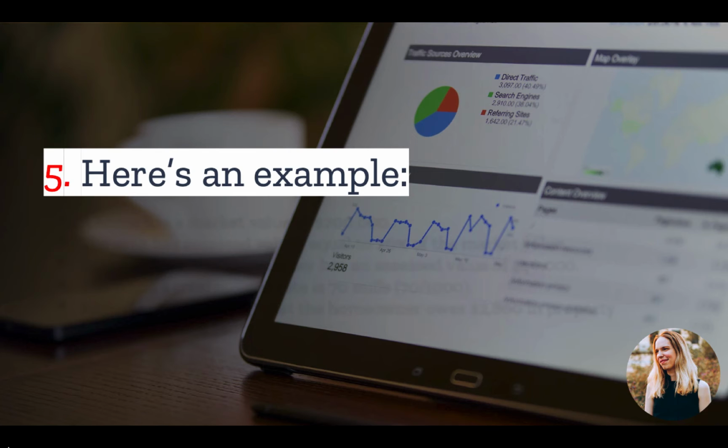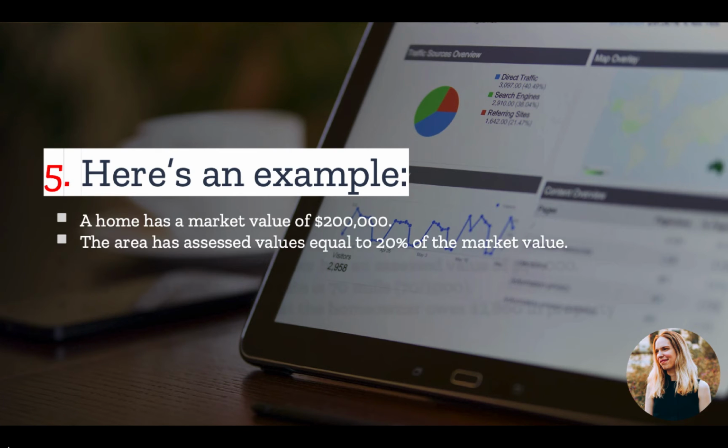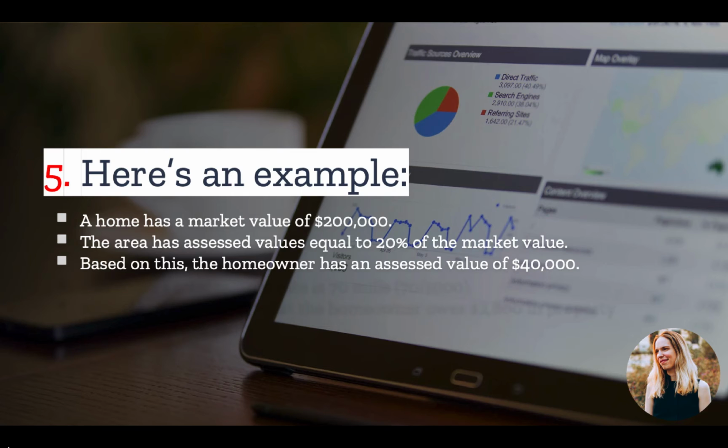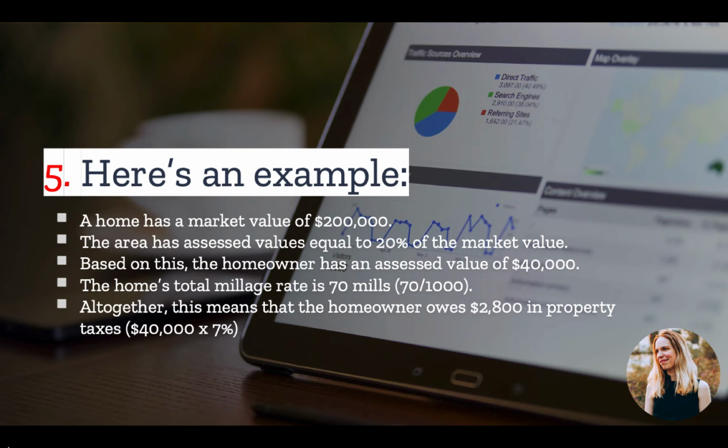Number 5, here's an example. Let's say your home has a market value of $200,000. Your jurisdiction calculates assessed values at 20% of the market value. Therefore, your home's assessed value is $40,000. The jurisdiction's millage rate is 70 mills, or $70 for every $1,000 of assessed value. This means that your annual property taxes are going to be $2,800, or your $40,000 assessed value times 7%.